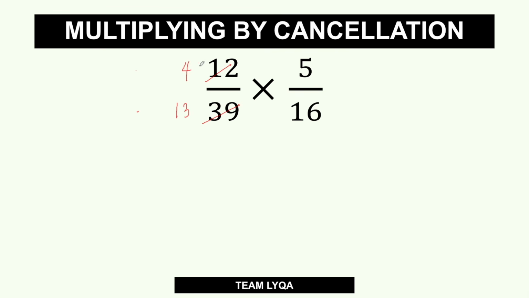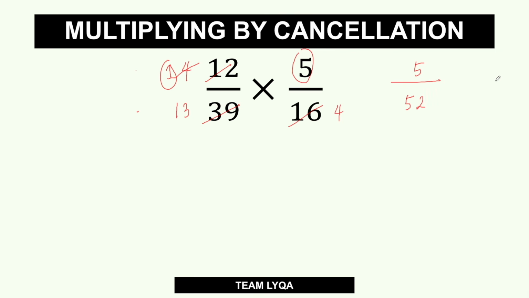Pwedeng diagonal. So, 4 divided by 4, wala na, magiging 1 na lang yan. Tapos yung 16, pag dinivide ko siya sa 4, magiging 4 siya. Okay? Now, bakit ito makakatulong? Kasi if you notice, ang matitirang number na lang sa taas ay 1 at saka 5. So, 1 times 5 is 5 over, and then you have 13 times 4, which is 52. Okay? So, 5 over 52.